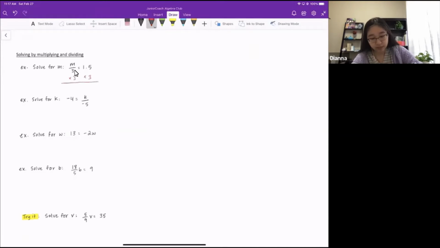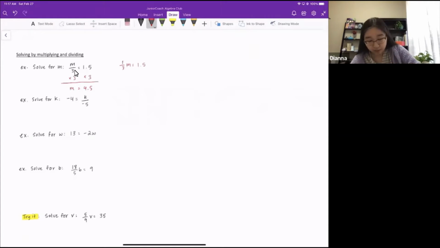Okay, so then m would equal 1.5 times 3 is 4.5, I think. Yes. So 4.5. And the reason why I do this, if I were to rewrite this equation, it would actually be 1/3 m equals 1.5. So this is another way of writing the exact same thing. And how do I get rid of this 1/3? Well, I want to get it to 1, right? Because I want to get the variable by itself, and its coefficient is technically 1.